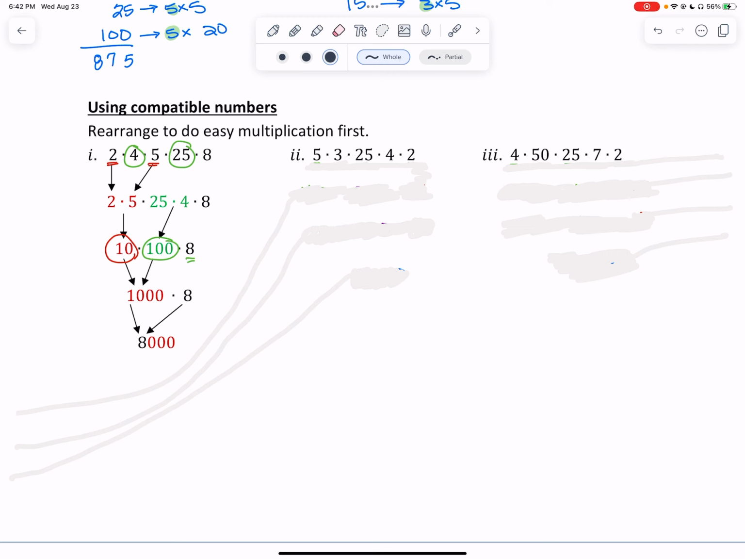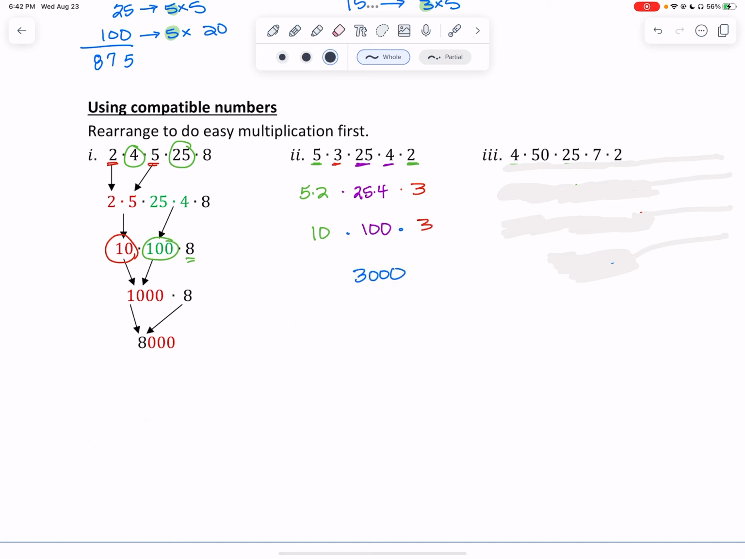There's a few that I see. So personally, I would group that 5 and the 2 together. And that's a 10. I like tens and hundreds, so I try and find those first. So that was my 10. That gave me my 100. And then I've got a 3, right? So 10 and 100 times 3, so that's going to give me 3,000. Okay? Again, I like to group my hundreds and my tens as much as I can.